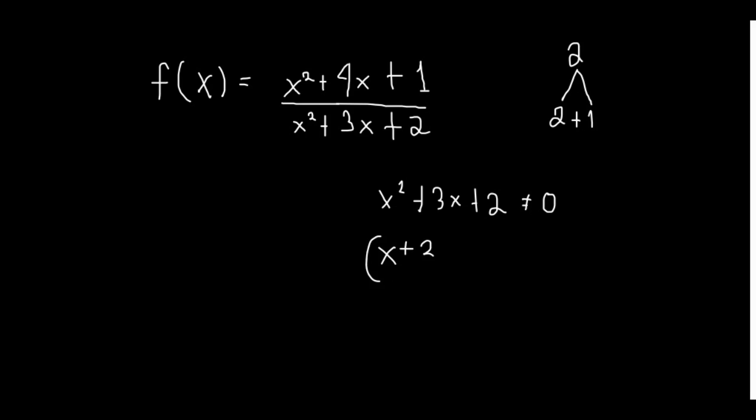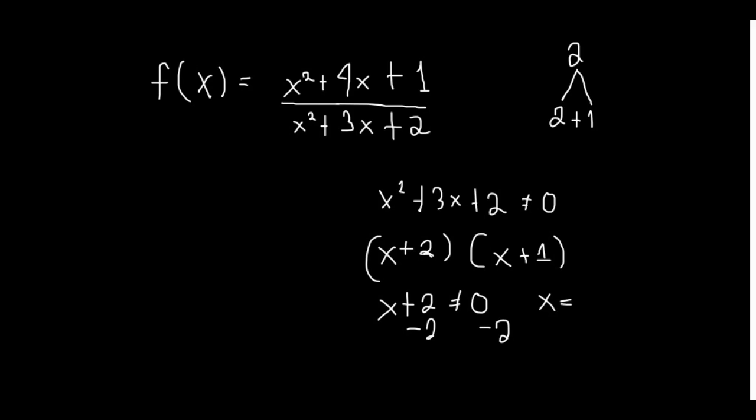So these are the factors of this quadratic equation: x plus 2 and x plus 1. Now we have to set these not equal to 0. So x plus 2 is not equal to 0. We will subtract 2 here and subtract 2 from the other side, and we will get x is not equal to negative 2. So one of our vertical asymptotes is negative 2.